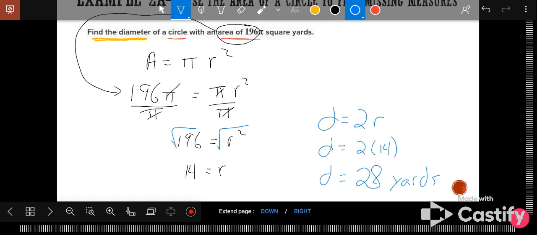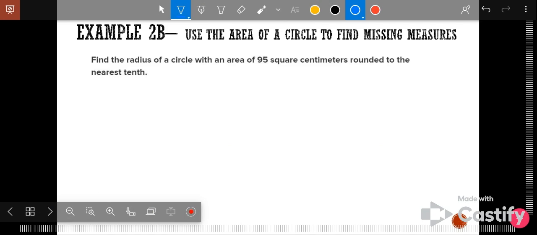Last example, example 2b, says find the radius of a circle with an area of 95 square centimeters rounded to the nearest tenth. Again, what are we doing? We're finding the radius. What other key information does it give me? It tells me it's a circle, and the area is already that much, 95 square centimeters.